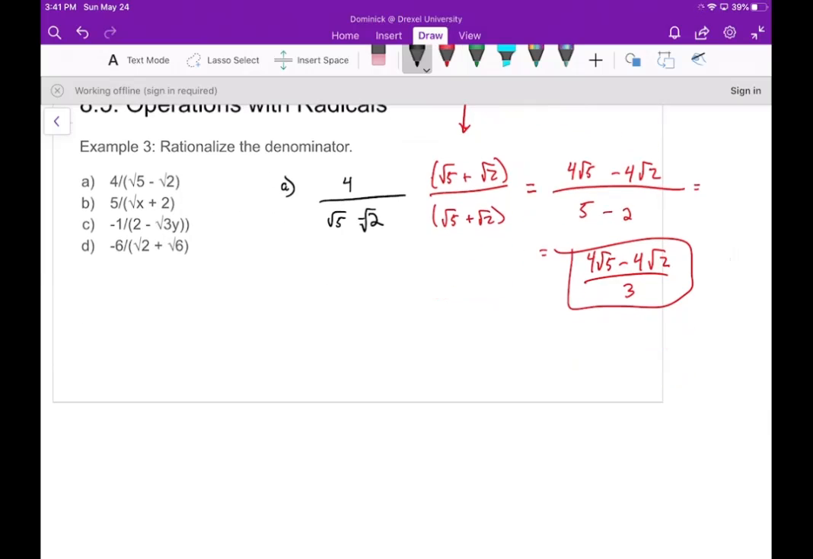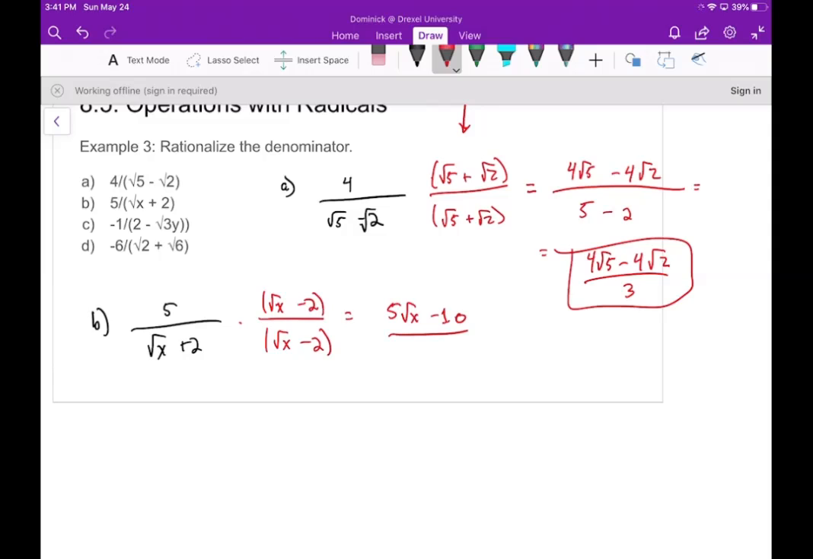For part B, we have 5 over (square root of x plus 2). So using this conjugate trick again, we're going to multiply top and bottom by square root of x minus 2. In the top, we're going to get 5 square root of x minus 10. And in the bottom, we're going to get x minus 4. Right? And we can actually leave this just like this.